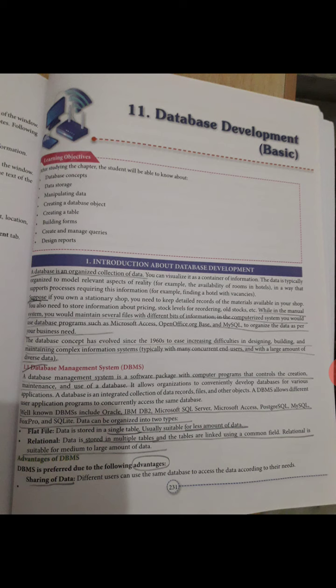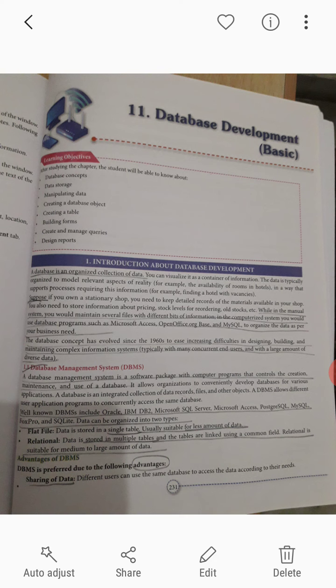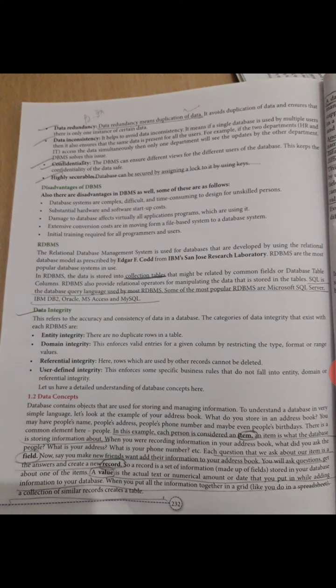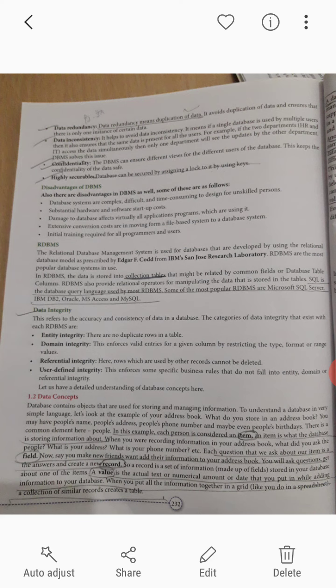Next is, what is RDBMS? So first of all, what do you mean by RDBMS? RDBMS means Relational Database Management System, right? It is a type of DBMS software which uses the relational model for its database. In this model, all the data is stored in a structured tabular format.